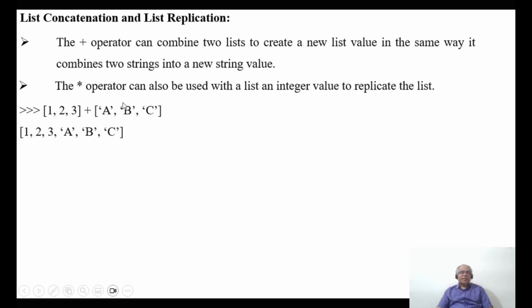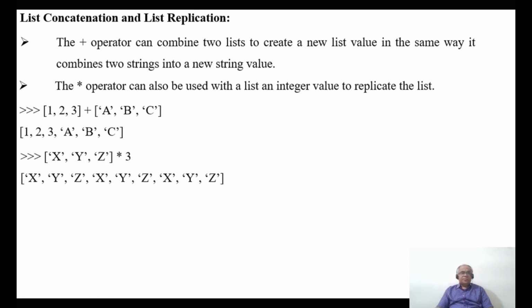So what will you get? 1, 2, 3, comma A, comma B, comma C. These are the integer values and these are the string values. I am adding these two together, so it will concatenate one list with the other list. Similarly, if I say XYZ multiplied by 3, what will you get? XYZ, comma, XYZ, comma, XYZ, three different copies.